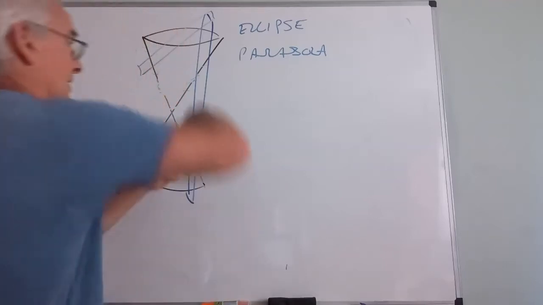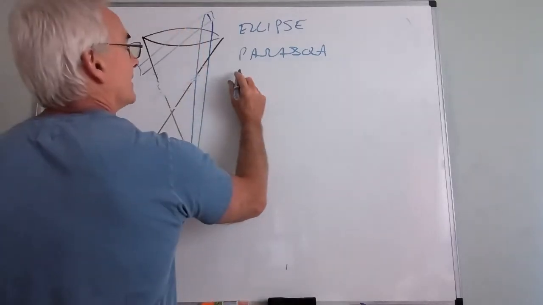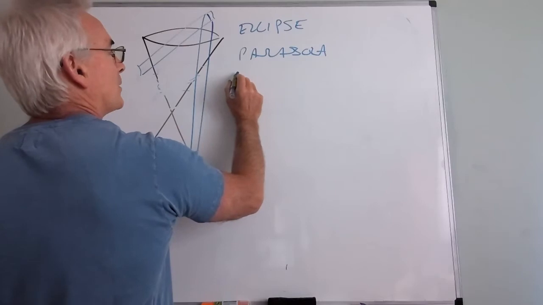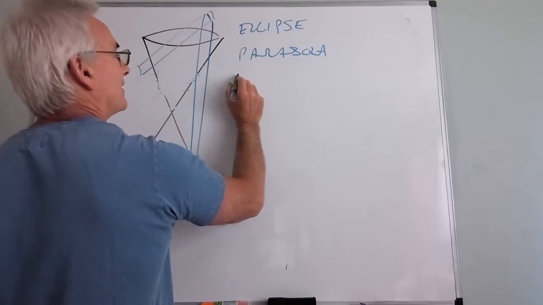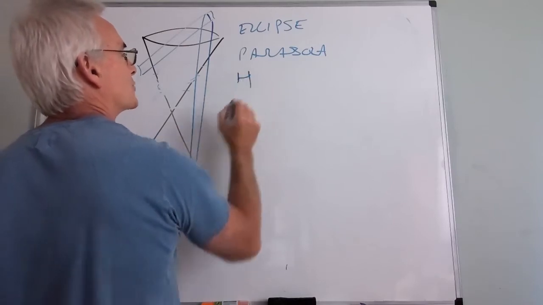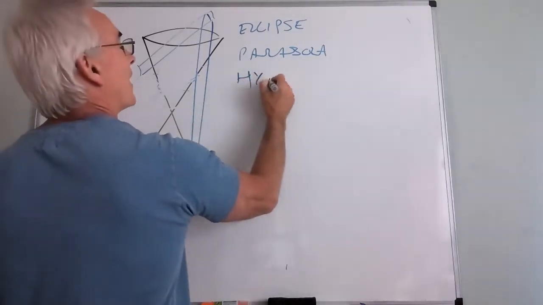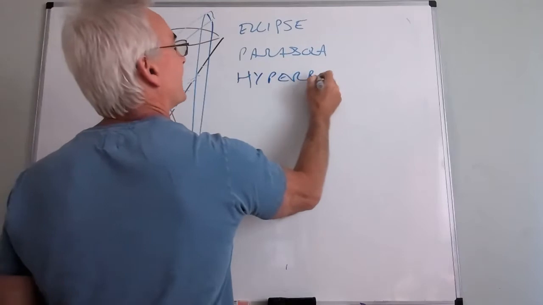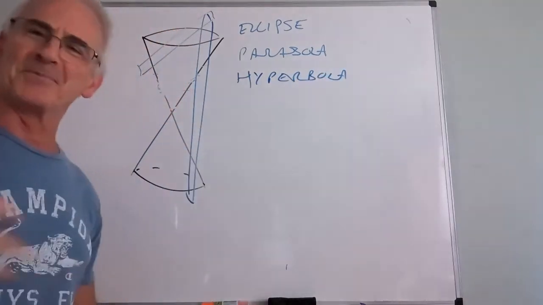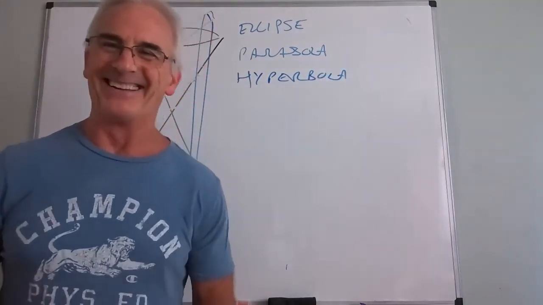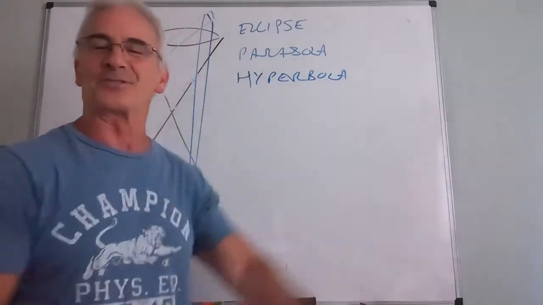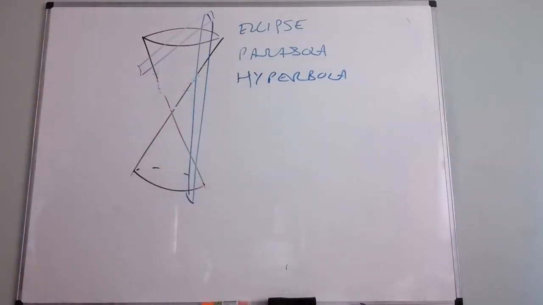What is that one called when I slice both pieces? Anybody remember? I'll give you a hint. It starts with an H. Hyperbola. Close. Hyperbola. Yeah. I think hyperbole is something in English, right? I don't know. It's an English term. I don't know what those are exactly, but this is a hyperbola.